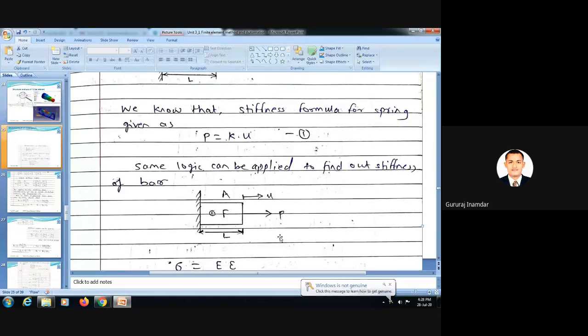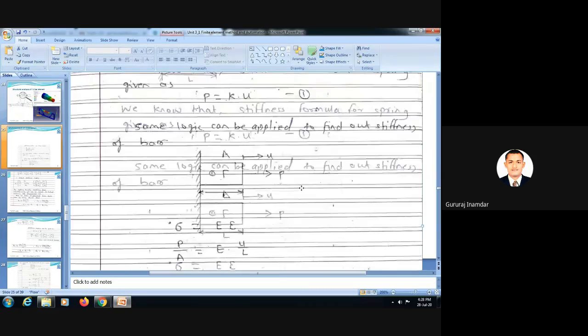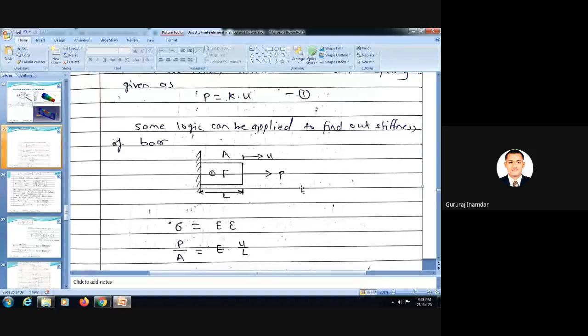Length of the bar is L, area is A, and the displacement of the bar after force will be U. Now generally we know stress is directly proportional to strain, so sigma is equal to E into epsilon: stress is equal to modulus of elasticity into strain. What is the strain? Displacement upon length. And stress is nothing but force upon area. These are the basic entities.